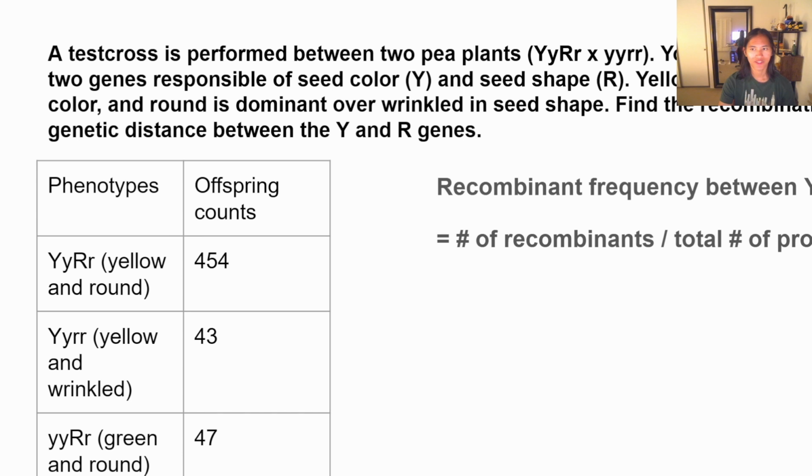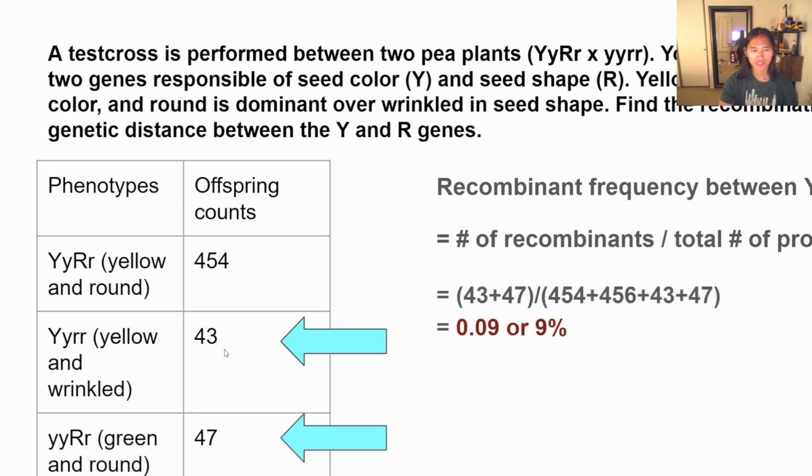Yellow is dominant over green, shown by the Y, and then round is dominant over wrinkled seed shape, shown by the R. Now we can tell from the get-go that these are linked genes because it does not follow the 1:1:1:1 ratio. 43 and 47 then have to be recombinant because they are less in frequency than these parental gametes.